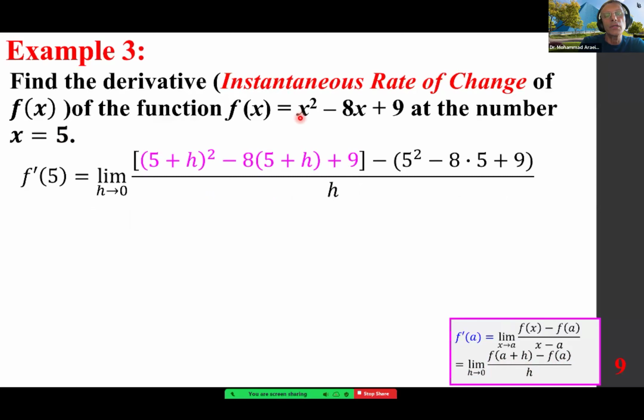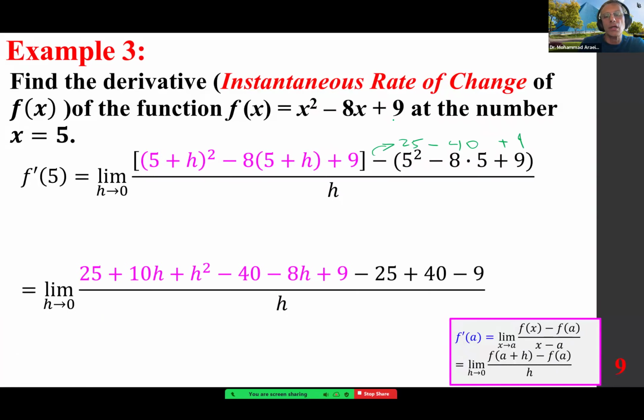So we're going to put 5 plus h squared minus 8 times 5 plus h plus 9. Then minus f of a, plug in a or 5. Okay. 5 squared minus 8 times 5 plus 9. Rather than evaluating this in one shot and applying the negative, I want to do the following. So take a look. This becomes 25. Then 2 times 5 times h is 10h plus h squared. This becomes minus 40. This becomes minus 8h. This becomes plus 9. The rest of this is 25. This is 40. This is plus 9. I'm going to apply the negative sign and change the sign.